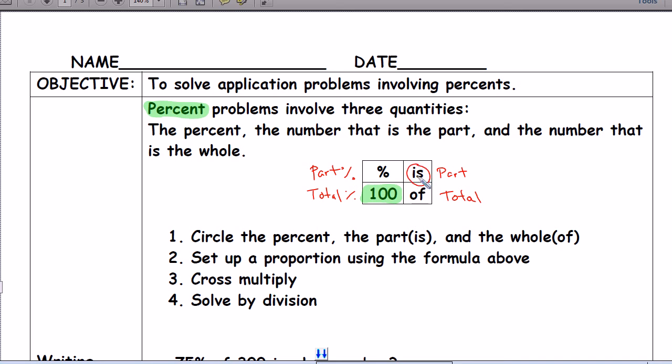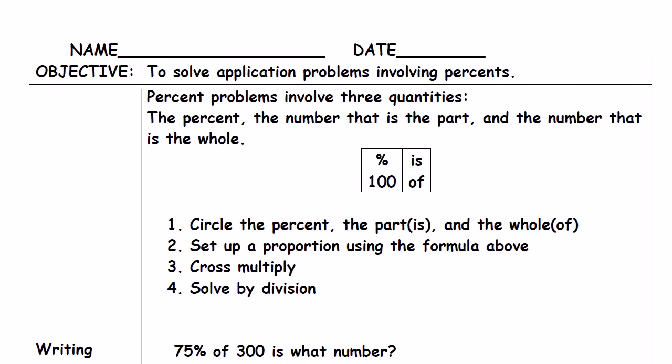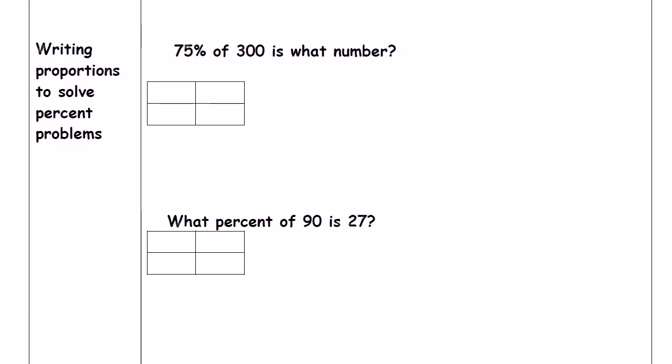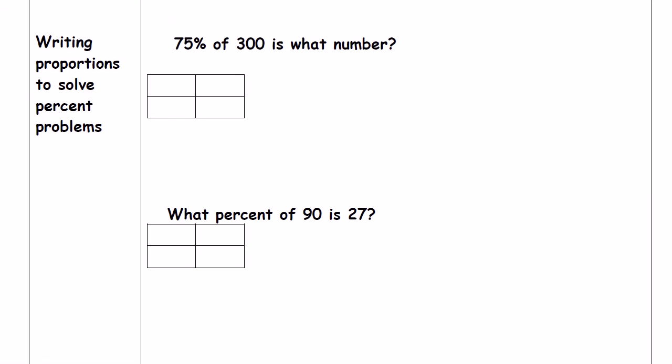Now "is" and "of" are the keywords that tell you if it's a part or a total. "Is" is talking about the part, and if you see the word "of", it's talking about the total. If it has the percent symbol, that's the part of the percent. And if it's asking you for the total percent, then it's always going to be 100%. All right, let me scroll down so we can see the problem. Here is the first problem, and we're going to solve it with that proportion box.